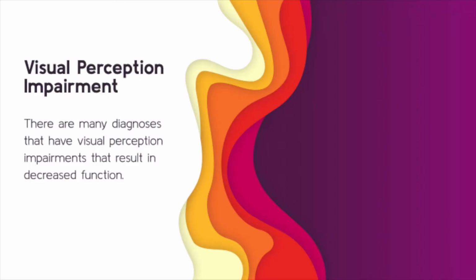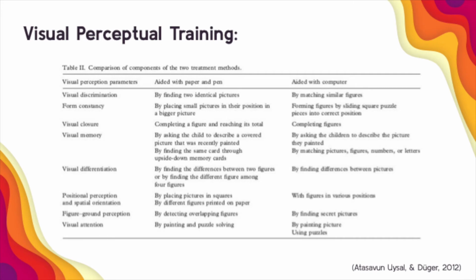In terms of visual perception impairment, there are many diagnoses that have visual perception impairments that result in decreased function, including traumatic brain injury, stroke, low vision diagnoses, CP, developmental and intellectual disabilities, including Down syndrome and dyslexia. Evidence for visual perceptual training, or VPT, has shown that it can be used for many different diagnoses that can either be congenital, developmental, or acquired. VPT can be provided to clients in the traditional method of paper and pencil or computer-based software.